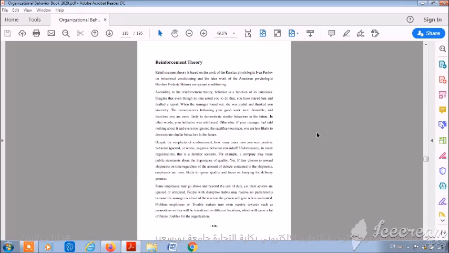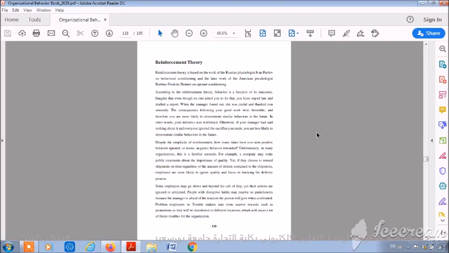According to reinforcement theory, which we will talk about now, behavior is driven by the outcomes allocated for the behavior. Here is an example and a small story to understand this theory. Imagine that even though no one asked you to do that, you have stayed late and drafted a report. When the manager found out, she was joyful and thanked you sincerely.